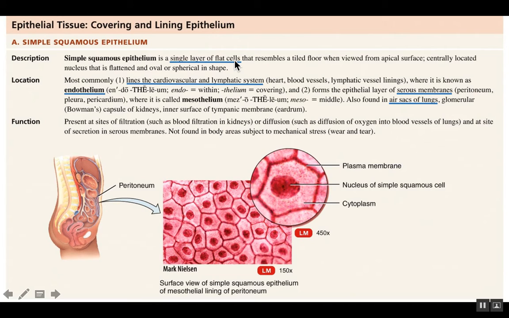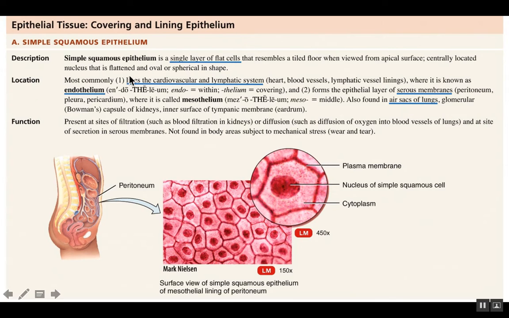Depending on how you look at that layer, sometimes it looks like a tiled floor, if you will. That's because you're looking down at the surface of the cells. If you were to turn these cells over and look at it sideways, they would look very, very thin. Okay? So where would you find this simple squamous epithelium?